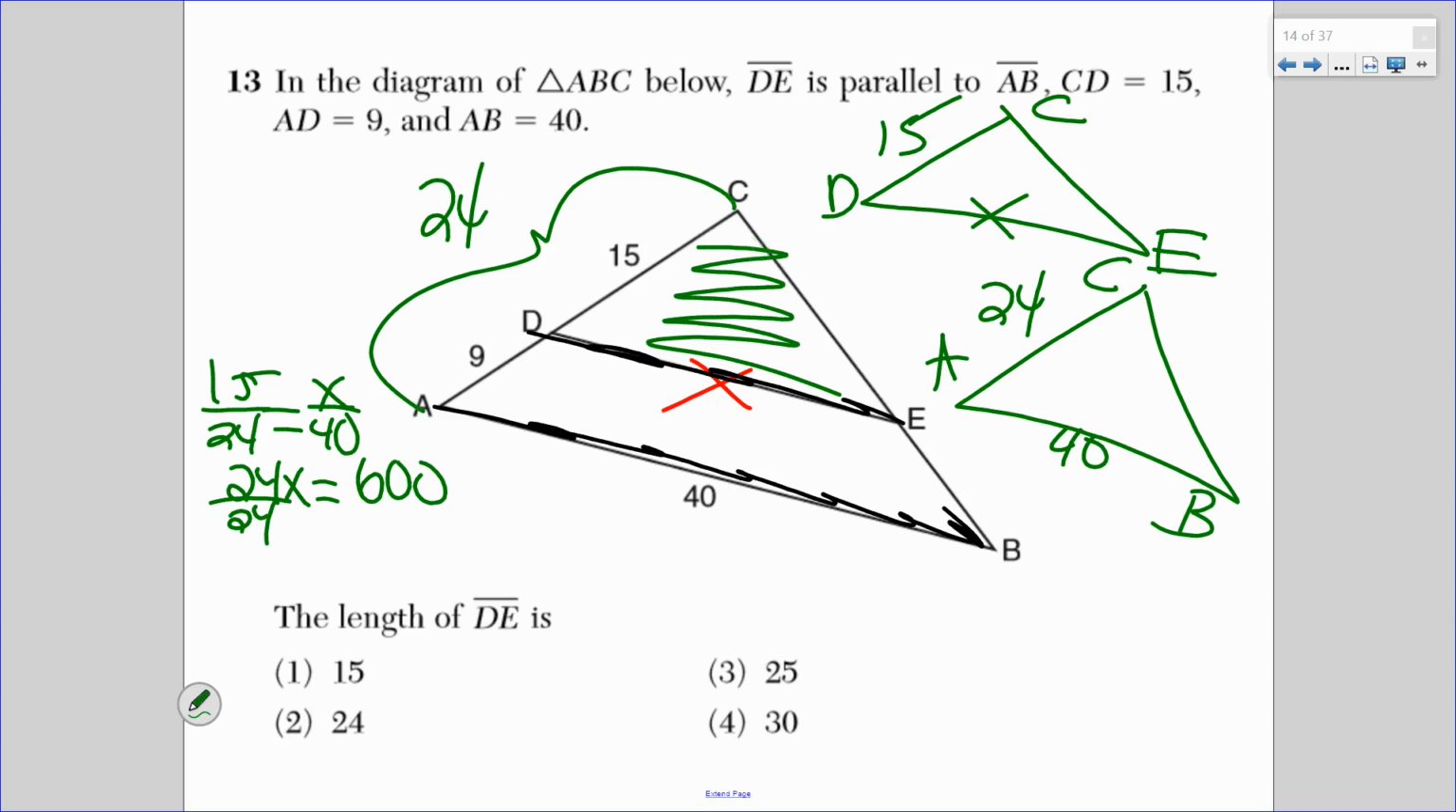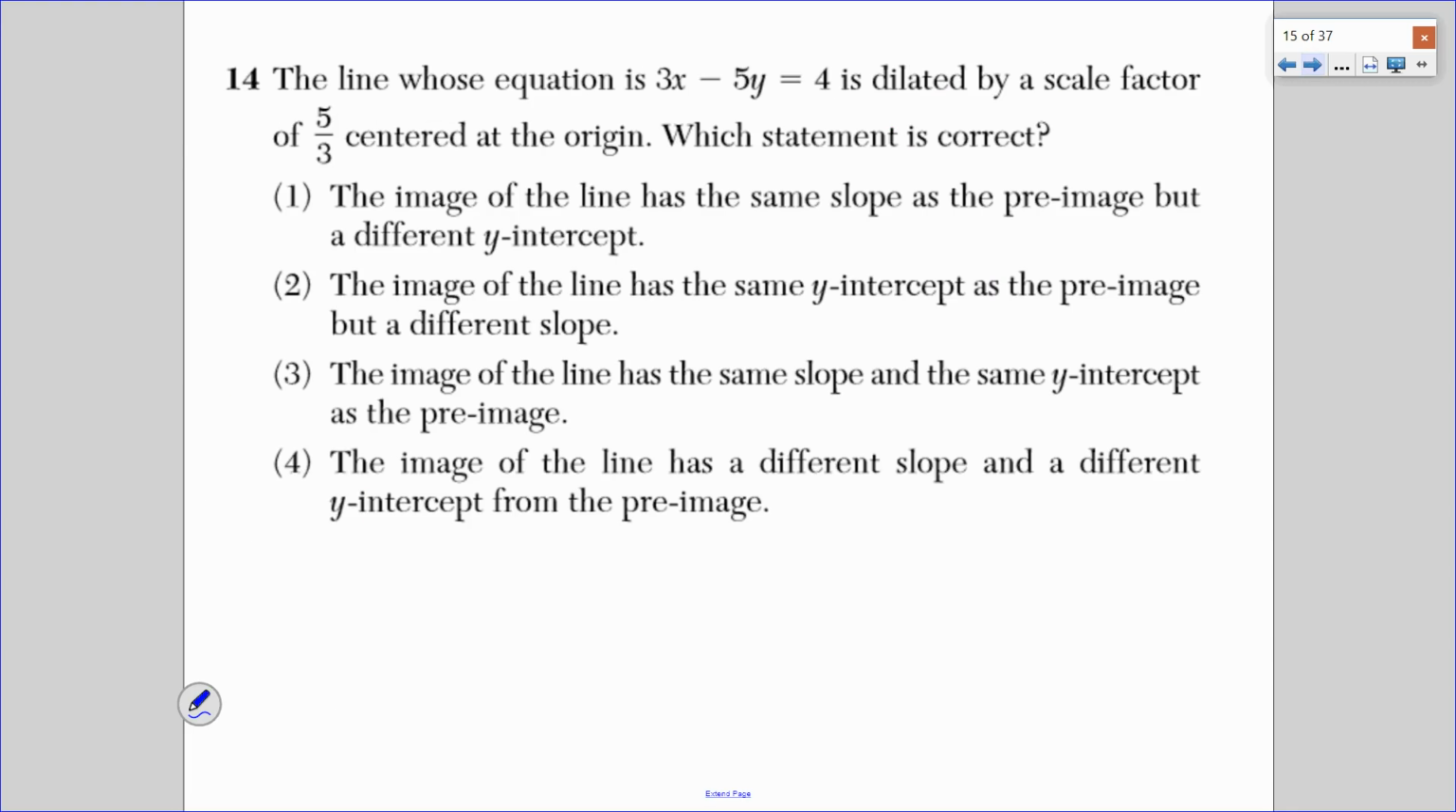Divide by 24. X is 25. It's a very straightforward exam. I think it's the most straightforward exam it's been. Since the state usually does a pretty awful job making tests, they said, you know what? I think it's time to start making it a little bit more fair.